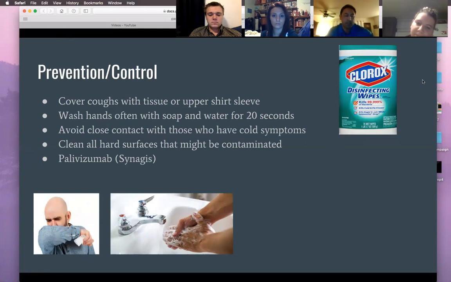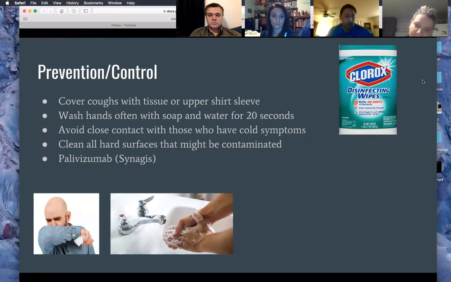There are precautions you can take to prevent the spreading and contracting of RSV. Some of these include covering your mouth with a tissue or your upper shirt sleeve when coughing, washing your hands often with soap and water for 20 seconds, avoiding close contact with those who have cold symptoms. If you or your child are sick, stay home. Clean and disinfect all hard surfaces that might be contaminated, for example, countertops or doorknobs.